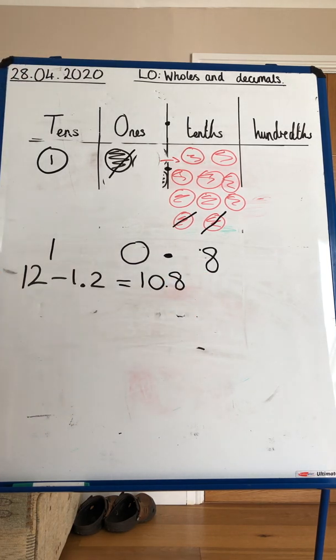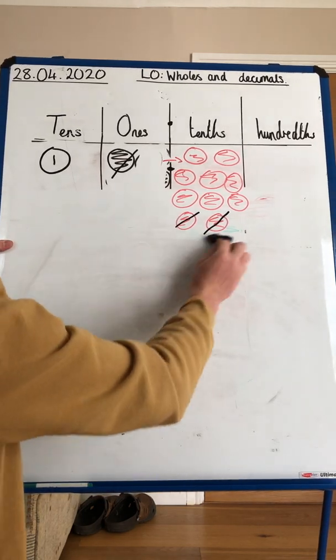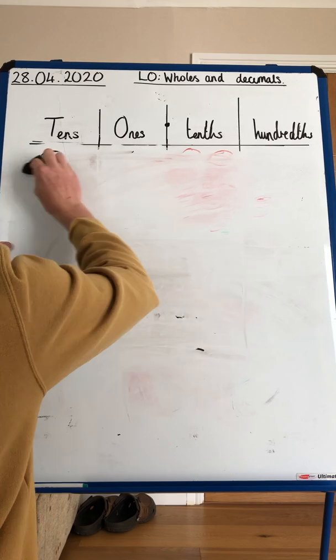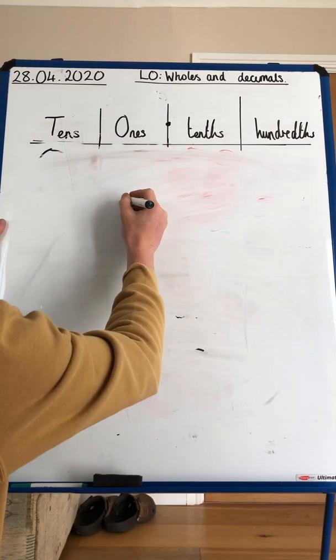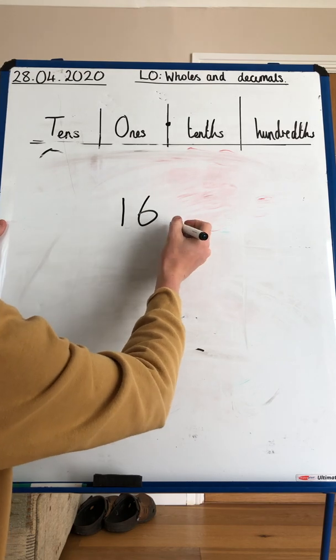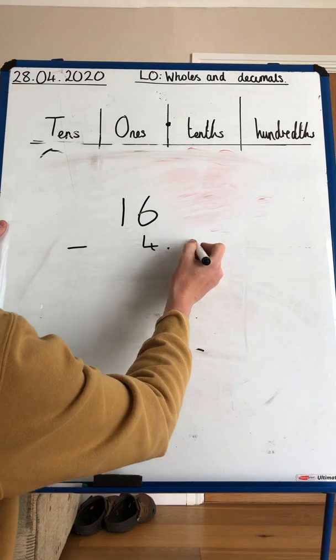Now I'm also going to show you this in the column method as well, okay? So we'll do a different question this time because I know it can be quite tricky. Okay, so let's go with 16 take away 4.9.